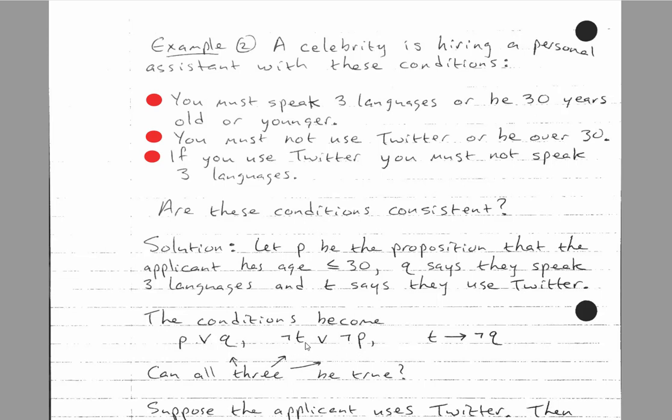The second condition, the negation of T, so they do not use Twitter, or they're not younger than 30. So that's the second condition. And the third condition, if they use Twitter, if T is true, then they must not speak 3 languages, then not Q.